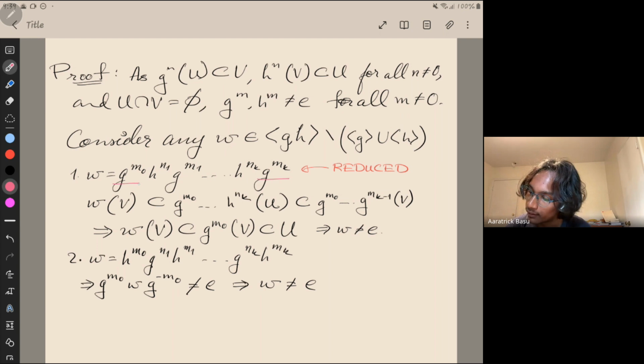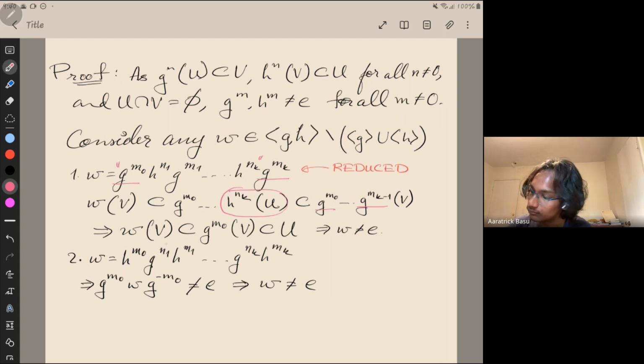So suppose your word starts and ends with G. Then if you look at W of the set V, this power of G will push V inside U, right? So W of V is contained inside this word up to H to the NK, acting on U. But now H to the NK will push U inside V. So that gets me back to the last term, which is MK minus 1. So now again, we have a word starting with G and ending with G, but notice that the length has gone down. Because these exponents were all non-zero, the length of my word has gone down. I have fewer G's now, for example.